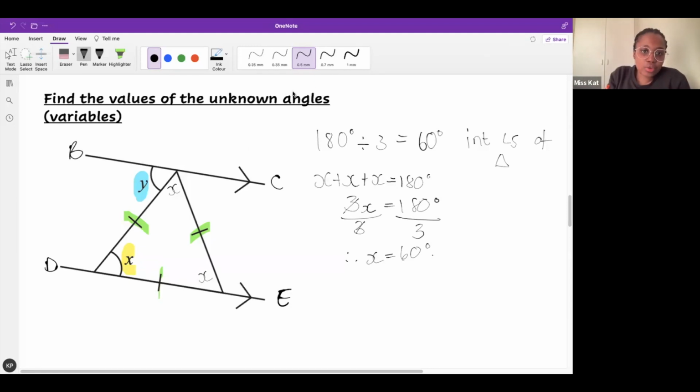If X is 60, how much do you guys think is Y? Thank you, Lucanio. Y is 60. What's my reason? Thank you very much, Slim Delay. Y is 60 degrees. And my reason is? What is my reason?